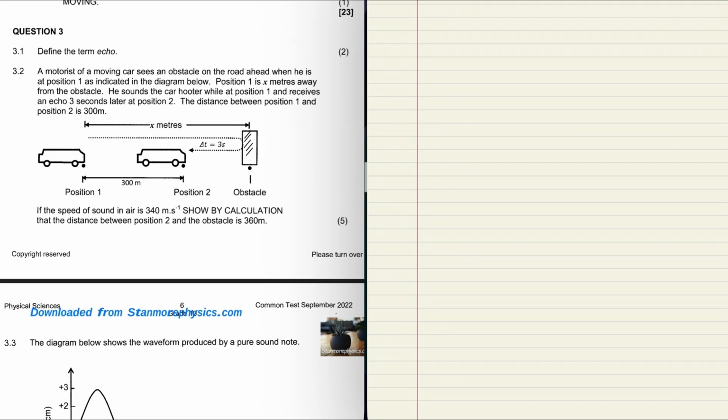Question 3. A motorist of a moving car sees an obstacle on the road ahead when he is at position 1 as indicated in the diagram below. Position 1 is x meters away from the obstacle. He sounds the car hooter while at position 1 and receives an echo 3 seconds later at position 2. The distance between position 1 and position 2 is 300 meters. If the speed of sound in air is 340 meters per second, show by calculation that the distance between point 2 and the obstacle is 360 meters.